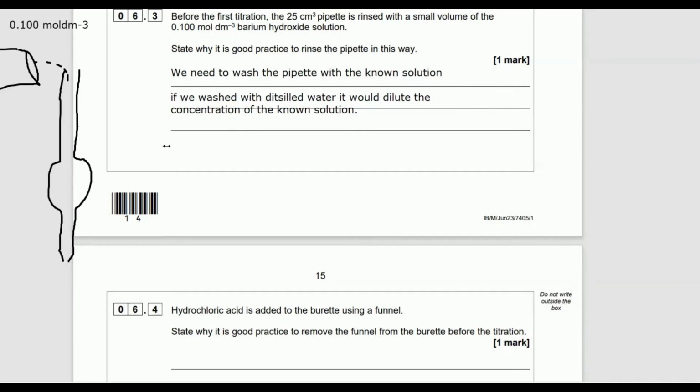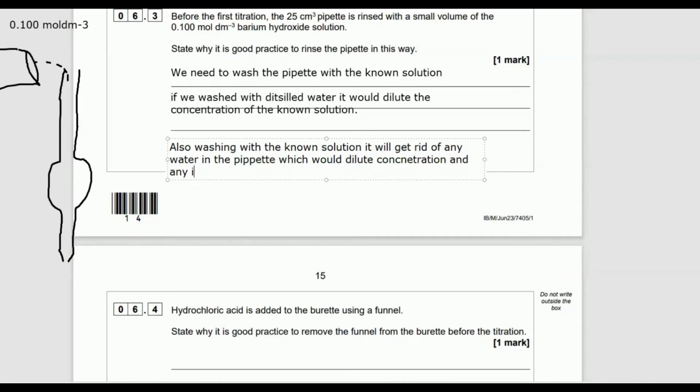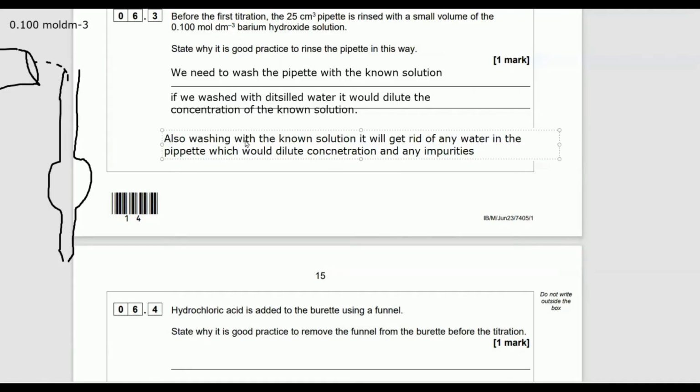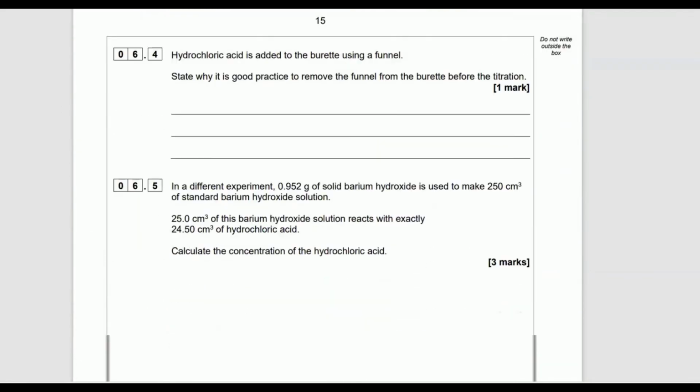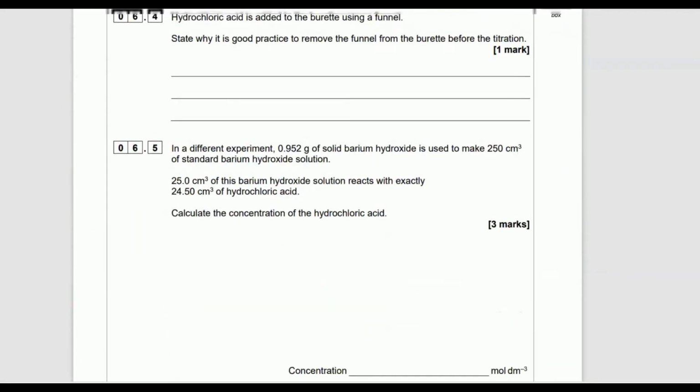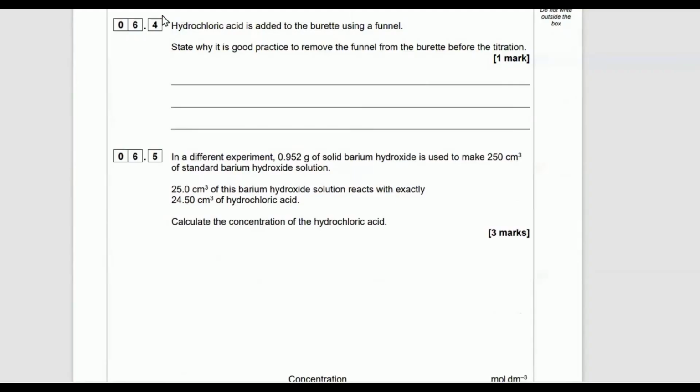Also, there might be some water left over in it. So you should always wash it with some of the known solution. That way, you're not going to alter the concentration at all. So wash it with the known solution. You won't alter the concentration. It will get rid of any water or any impurities in the pipette without diluting the concentration of the known. Of course, when you're dealing with the unknown solution in a titration, you can rinse and should rinse with distilled water, as you won't affect the amount of moles in there. All right, let's move on to 6.4.